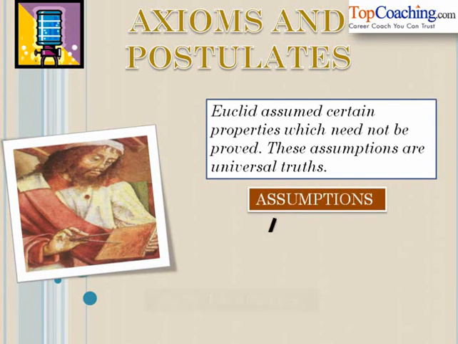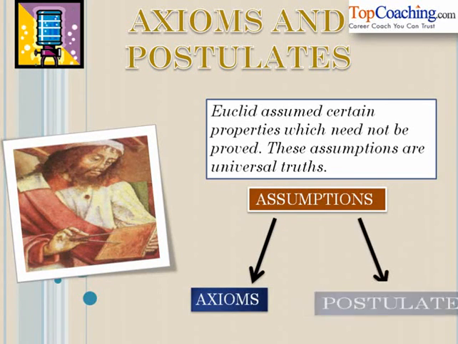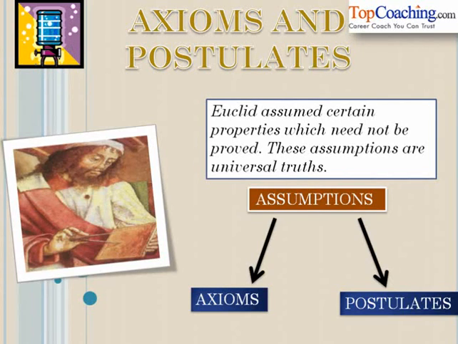Now assumptions could be axioms or they could be postulates. Assumptions are something that we take for granted and we do not have to prove the truth of such assumptions. Also, assumptions are of two types, axioms and postulates. Euclid was the one who divided assumptions into axioms and postulates. In layman's language or in day-to-day life, axioms and postulates take the same meaning, and we use them interchangeably. But Euclid differentiated between axioms and postulates.